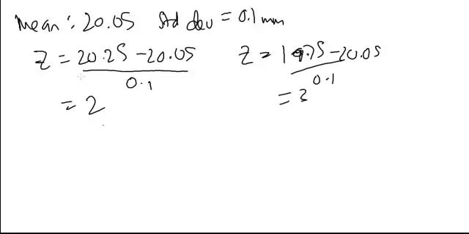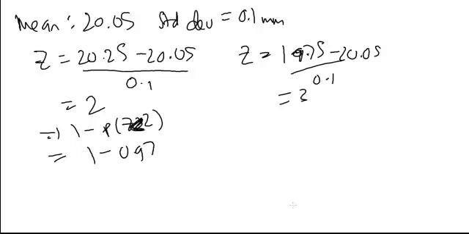So we just look it up in the table book, and we get 1 minus the probability that Z is less than 2, which is the probability that it's acceptable. So 1 minus the probability Z less than 2 means it's unacceptable, and that works out at 1 minus 0.9772.